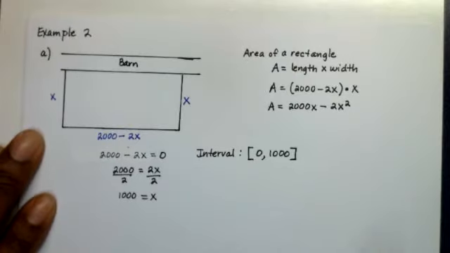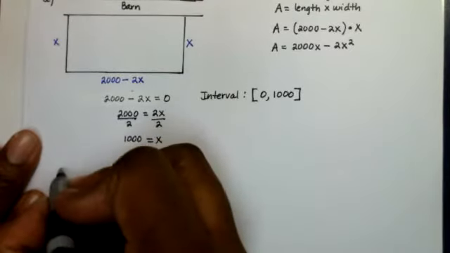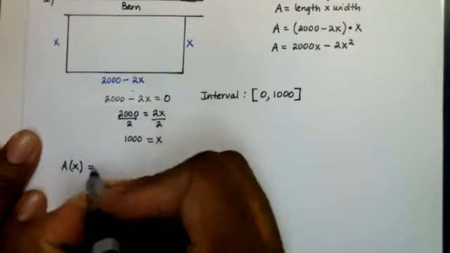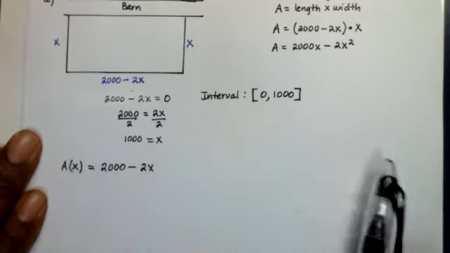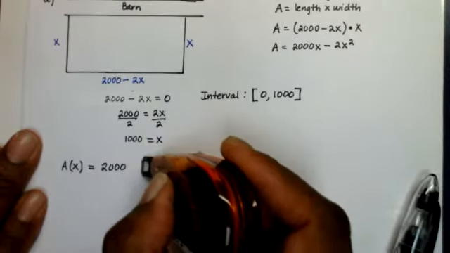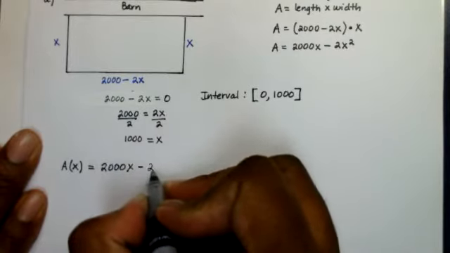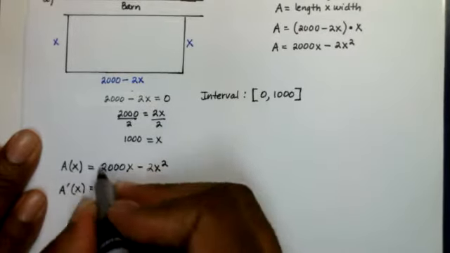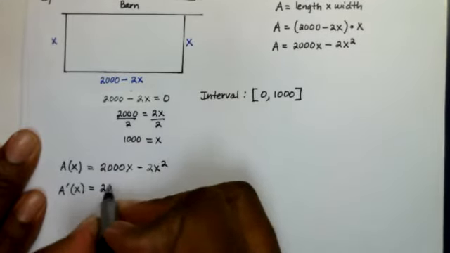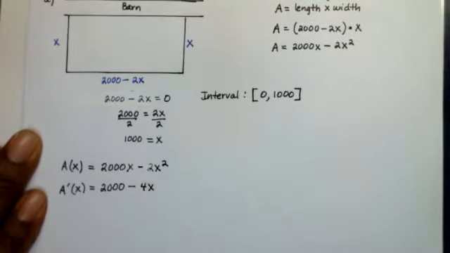finding the dimensions that maximize the area of the pen. All right, so let's take our A, this formula right here, and I'm going to write this as A of X, since it's in terms of X, equaling 2000X minus 2X squared. And then take its derivative. So A prime of X would be the derivative of 2000X, which is 2000, minus the derivative of 2X squared, which is 4X.